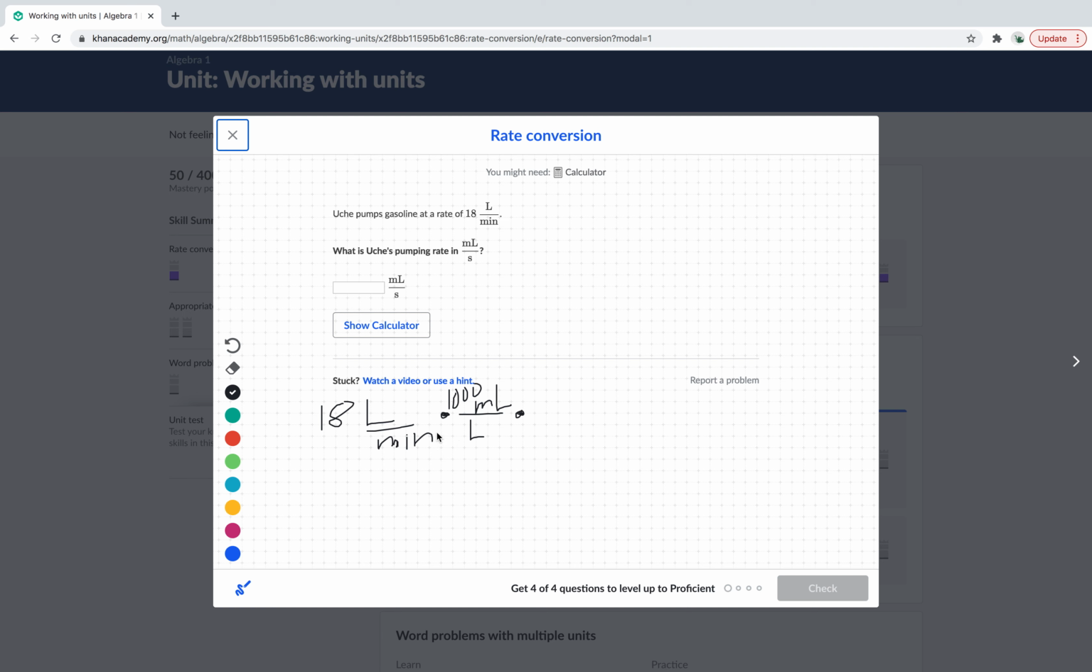Okay, next let's take care of the minute. First we are going to put minutes on top, and I'll explain why in a second. Now we have to put seconds right here. So how many seconds are in a minute? 60.